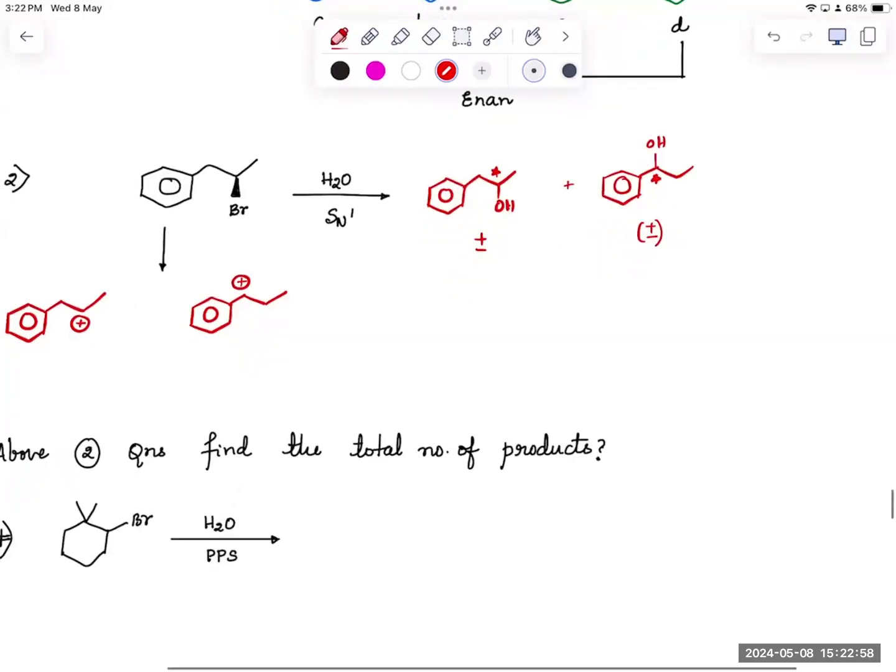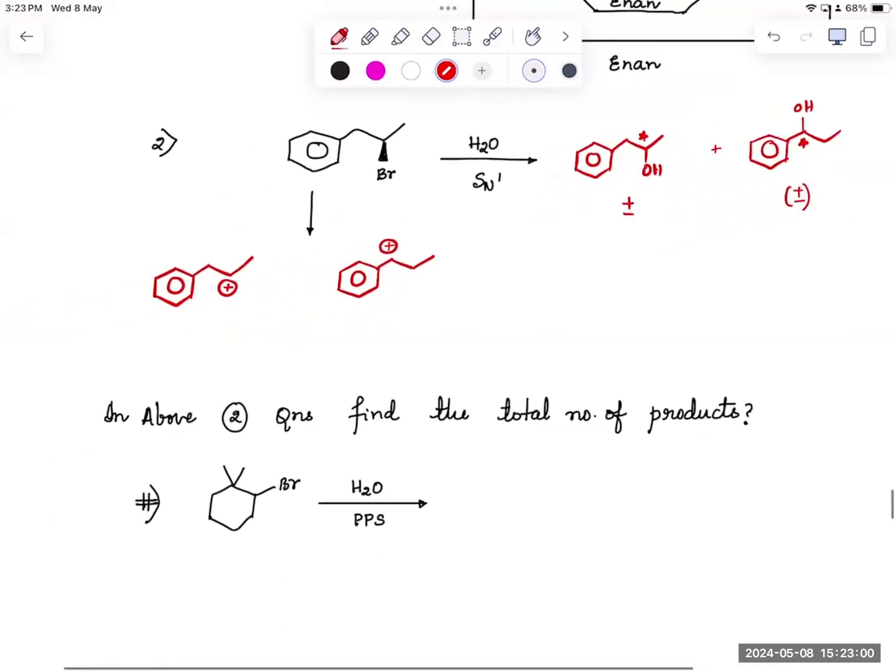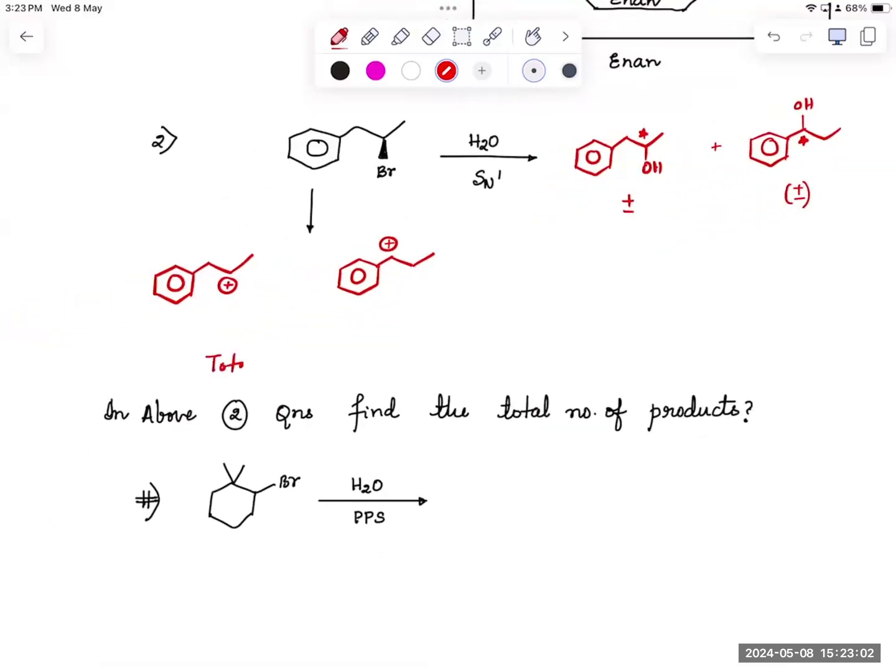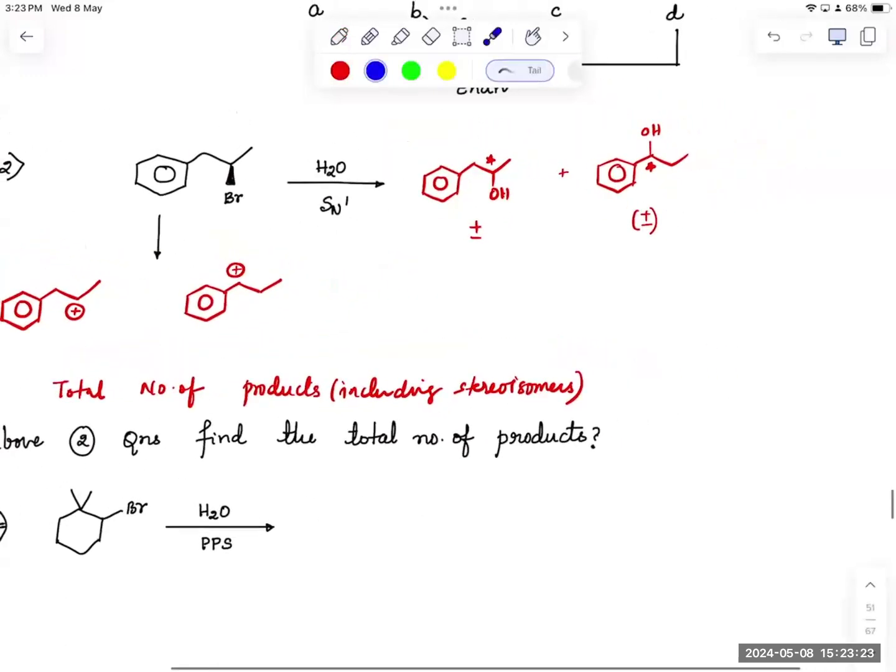So while counting, how many total will you count? Okay, total number of products, including stereoisomers. So how many do we have? Two here and two here. So total four.